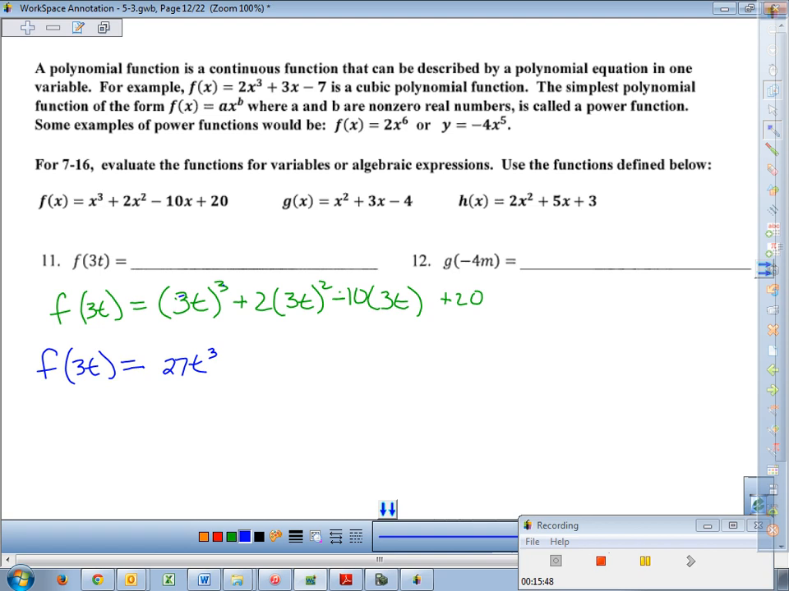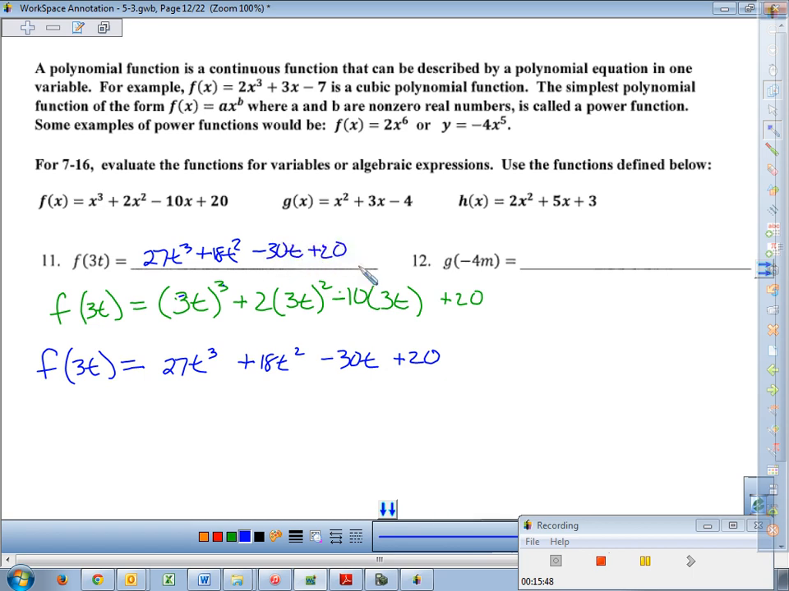You could take 3t squared, figure that out, and just double it right away because you got to do the times 2. So what's 3t squared? 9t squared times 2? 18t squared. Right? And then the rest is pretty simple. Minus 30t plus 20. Then you look at it and see if there's any like terms you can combine or anything like that. Is there anything you can do to that? That's it. 27t cubed plus 18t squared minus 30t plus 20.